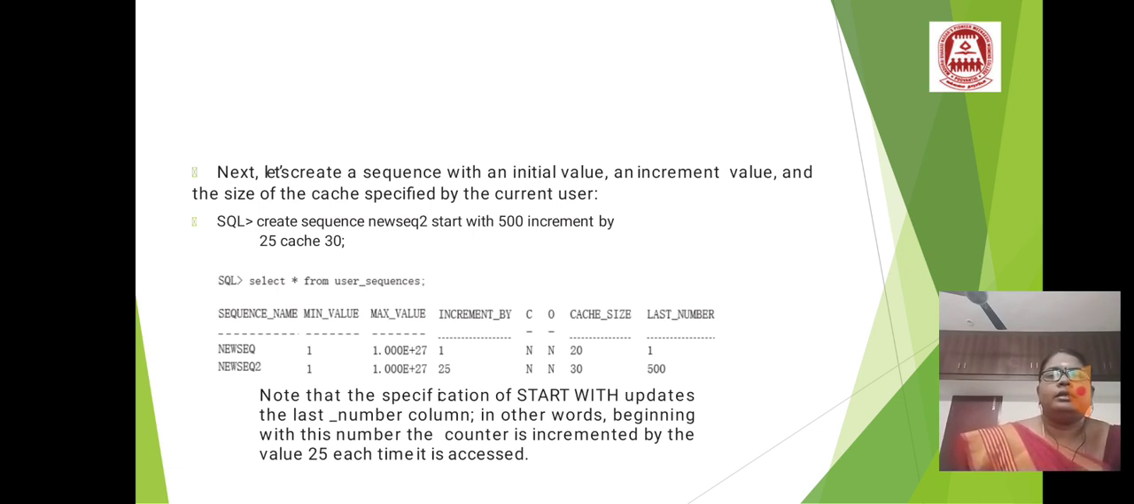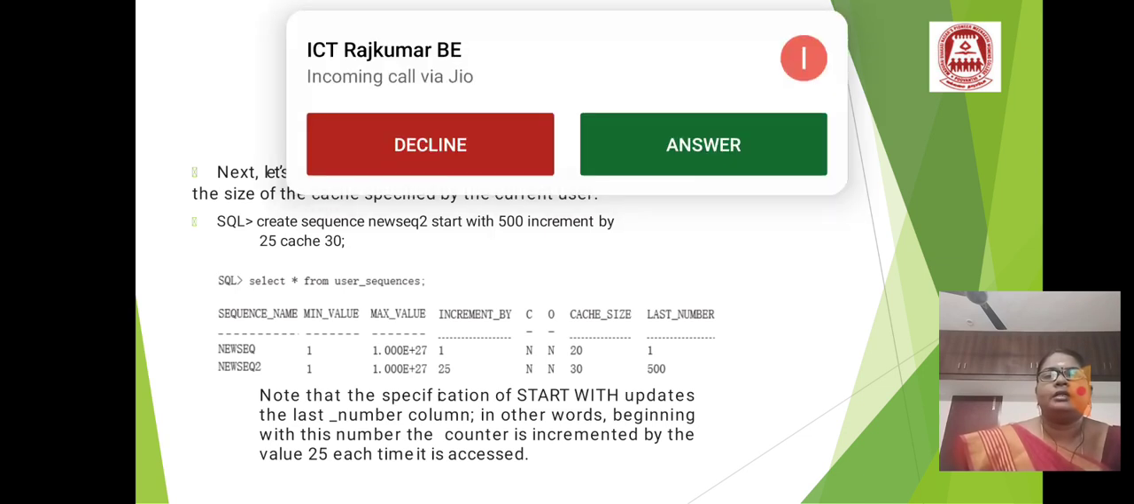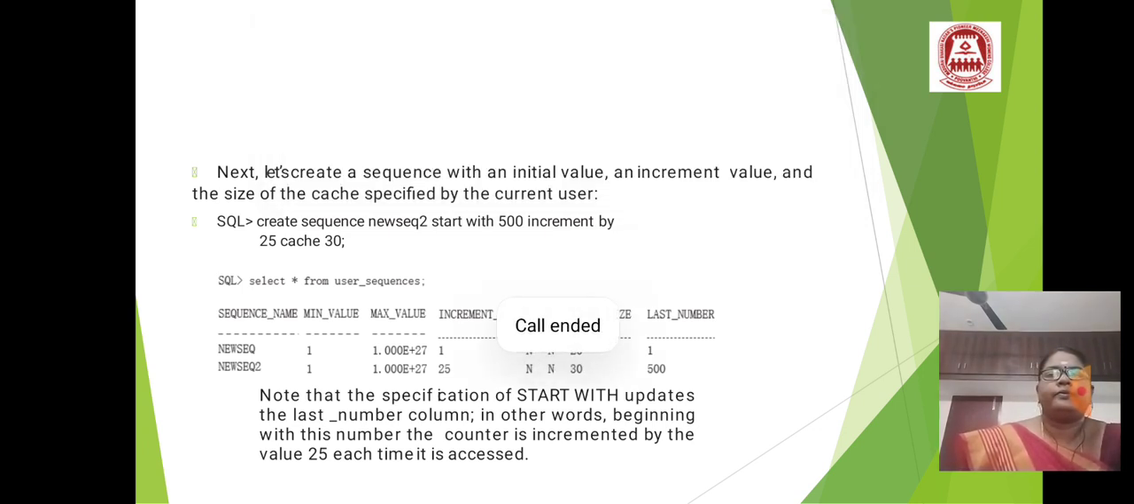So let us create a sequence with the initial value, the increment value and the size of the cache specified by the current user. Create sequence new sequence 2, start with 500 and increment by 25 and cache 30. So select star from new sequences. The sequence is created. Now we are going to check that it is successfully created with the help of the select command.